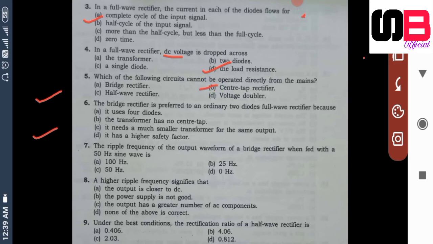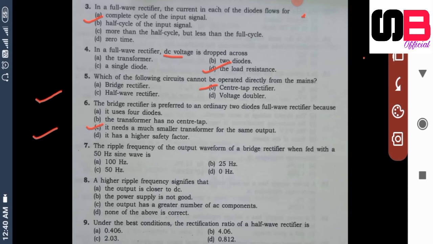Okay. The next question. The bridge rectifier is preferred to an ordinary 2 diodes full wave rectifier because it uses 4 diodes, the transformer has no center tap, it needs a much smaller transformer for the same output, and the last one is it has a higher safety factor. The answer is option C. It needs a much smaller transformer for the same output.